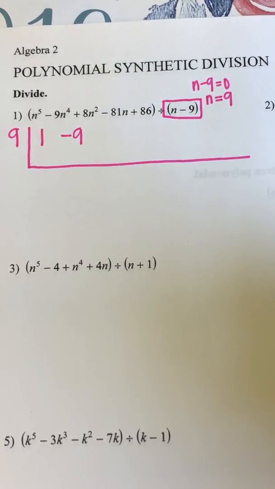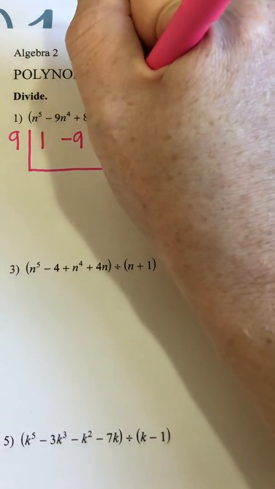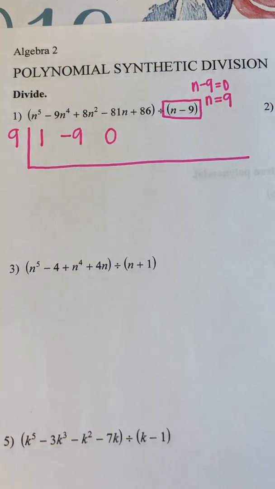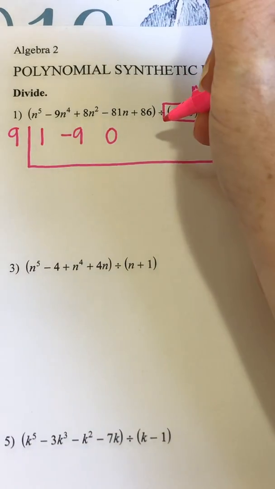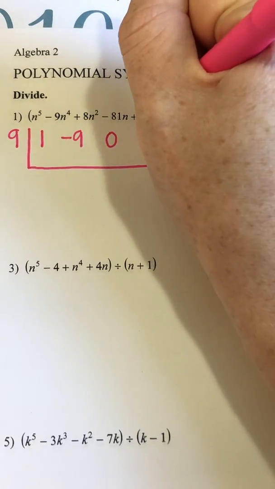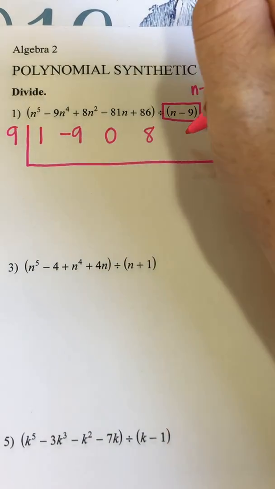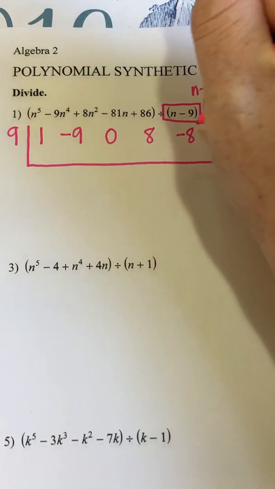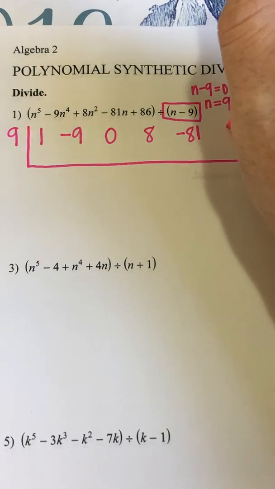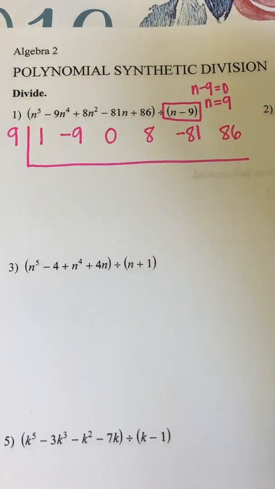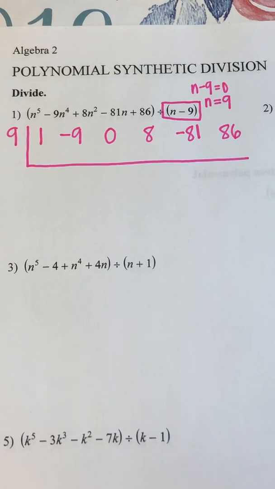Wasn't I missing the next one? I'm missing n cubed. So I need to put in 0. I have to have a placeholder for n cubed. What would I write next? 8, then -81, and last 86, which is my constant, okay?